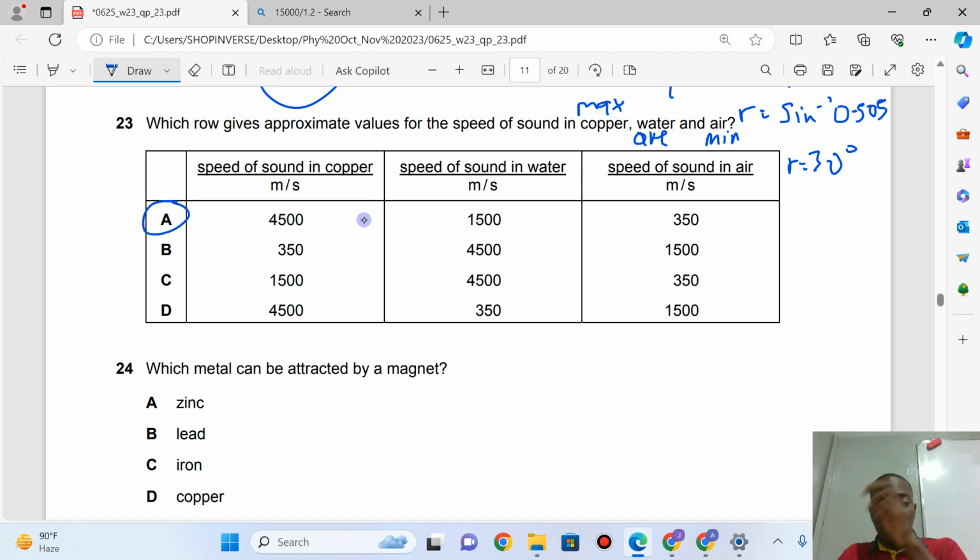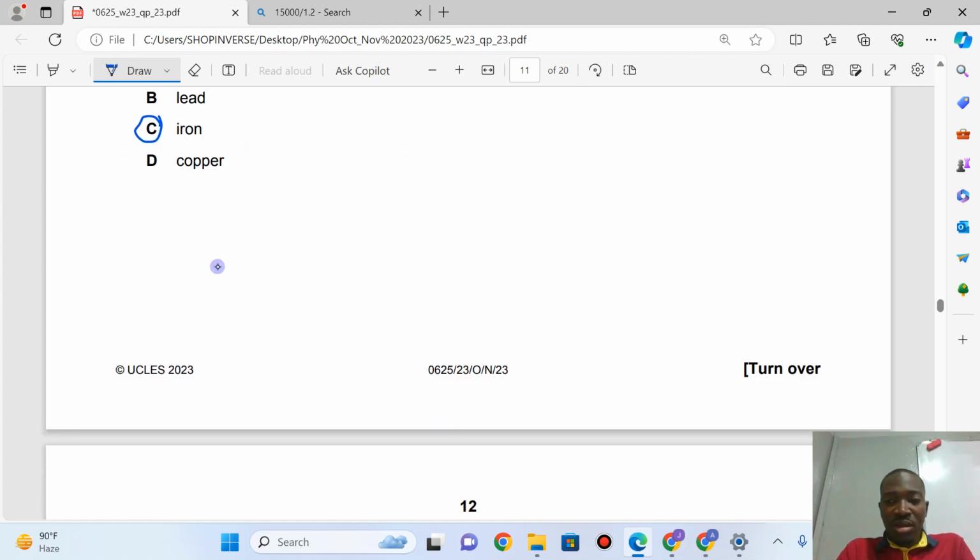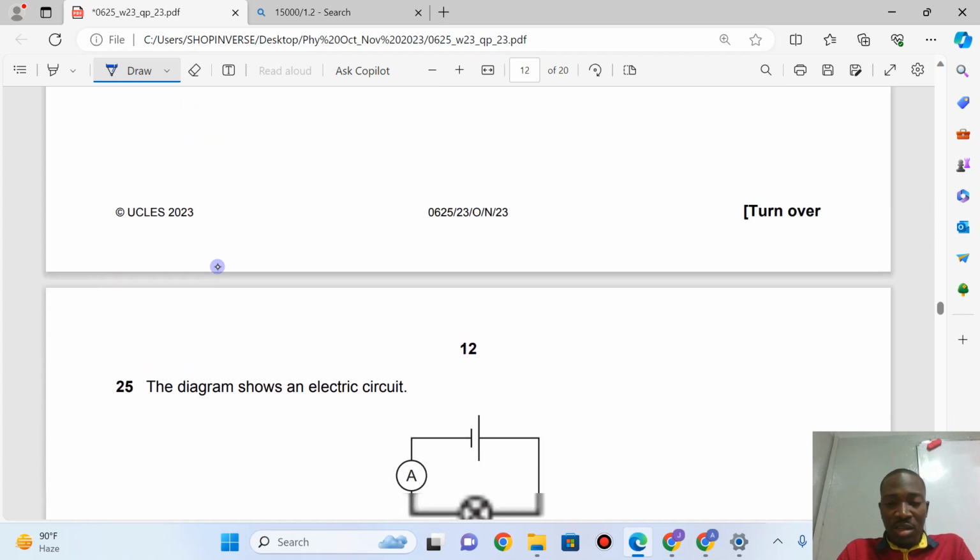We don't have to search the other options. Once we are sure of our answer, we proceed to the next question. Question 24. Which metal can be attracted by a magnet, from magnetic materials? Zinc, no. Lead, no. Iron, yes. Iron and steel are magnetic materials.